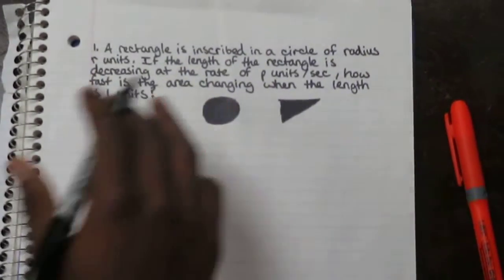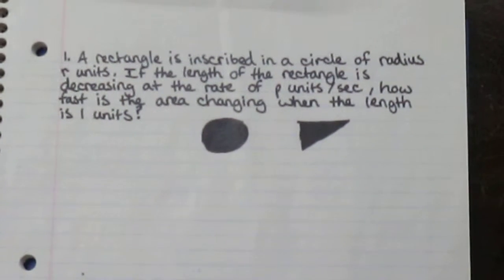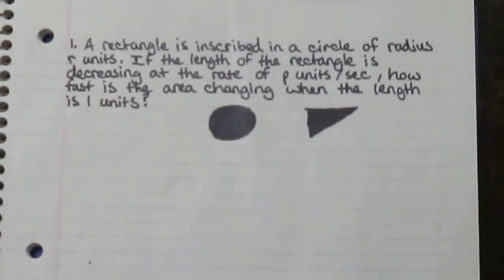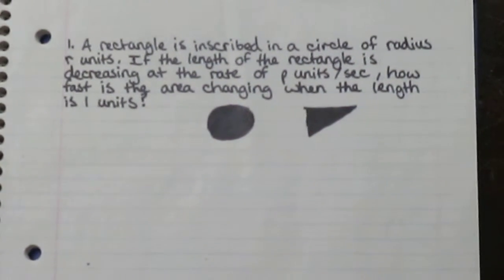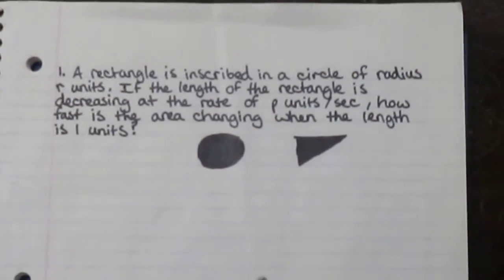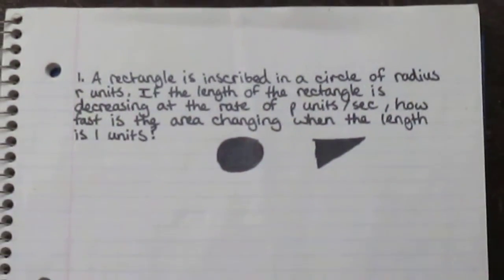So first we're just going to start with this nice simple example here. A rectangle is inscribed in a circle of radius r units. If the length of the rectangle is decreasing at the rate of p units per second, negative p, how fast is the area changing when the length is l units?